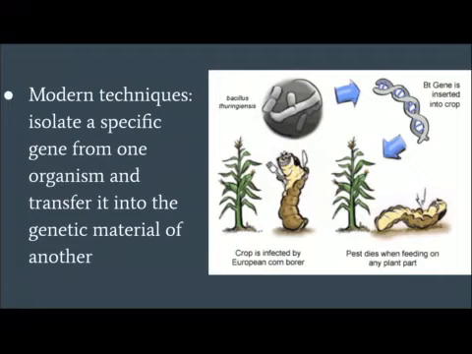Now, today, we can actually speed up that process by removing, after we isolate a specific gene, like the example shown here is that BT corn again, that has the gene that's toxic to certain pests.